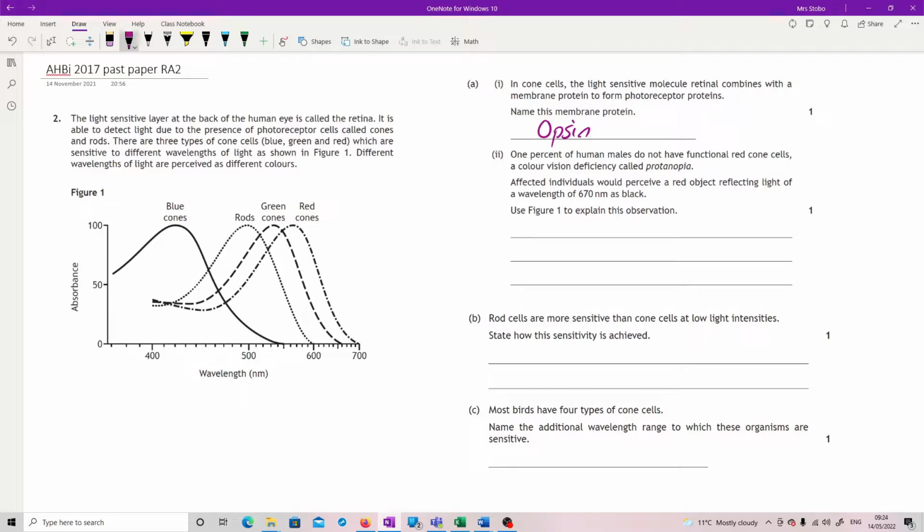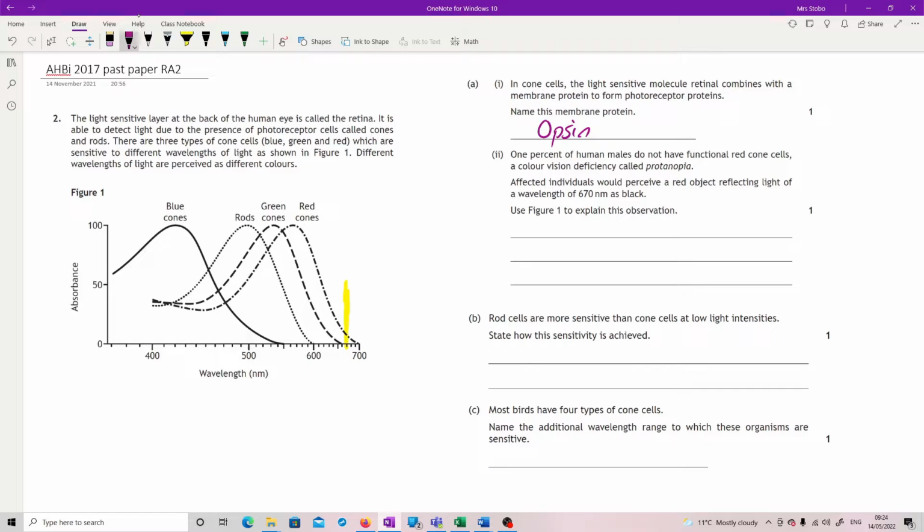Okay. 1% of human males do not have functional red cone cells. A colour vision deficiency called protanopia. Affected individuals would perceive a red object reflecting light of a wavelength of 670 nanometers as black. Use figure 1 to explain this observation. Okay, right, so 670. They're very specific about this, so let's find that point. Here we go. Here is my 670.